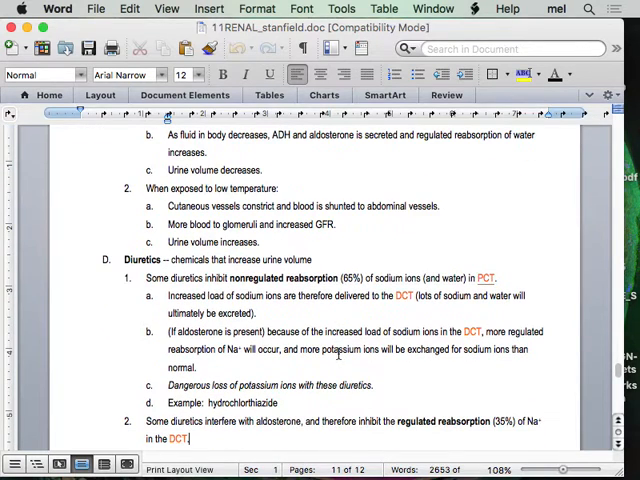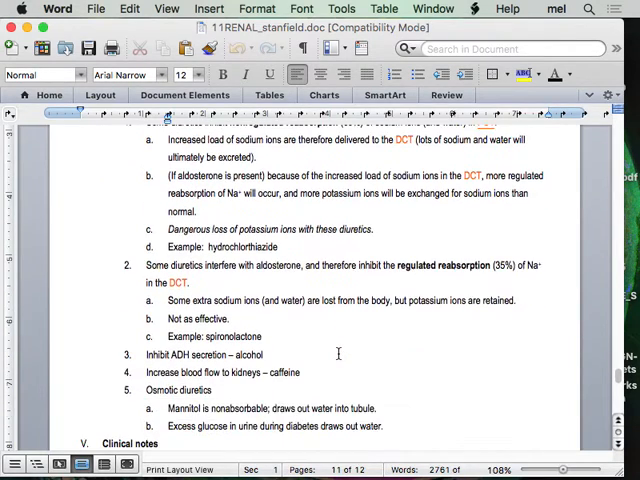He'll never know. Okay. So the last thing is just to talk about how diuretics work. Just give me a couple minutes and it won't take long.